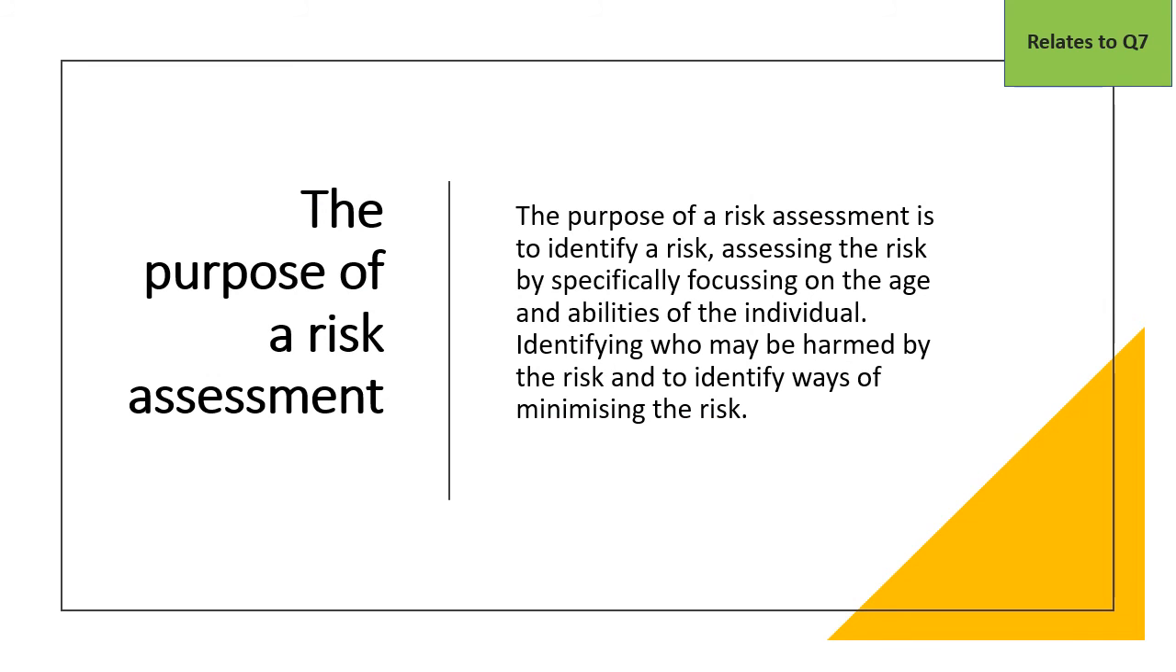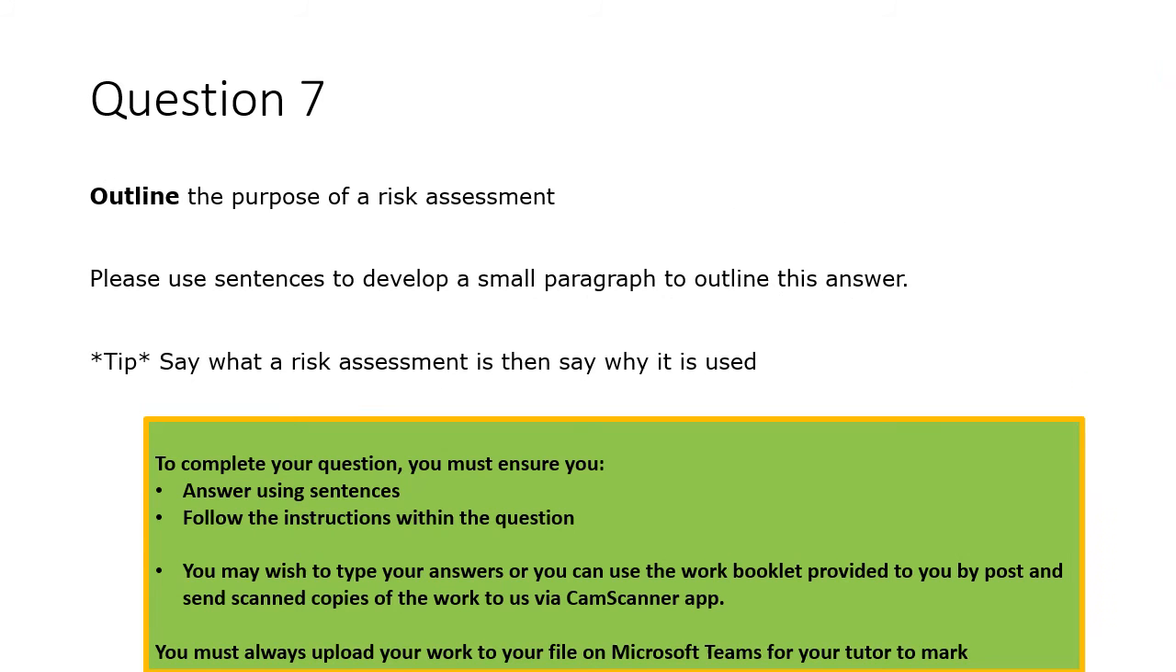This slide just reiterates what's just been said. The purpose of a risk assessment is to identify a risk, assess the risk by specifically focusing on the age and abilities of the individual, identify who may be harmed, and then identify ways of minimizing the risk. This leads you to question number 7, where you're going to outline the purpose of a risk assessment. Make sure you use sentences, developing a small paragraph to outline the answer. And a tip here: say what a risk assessment is, then say why it is used.